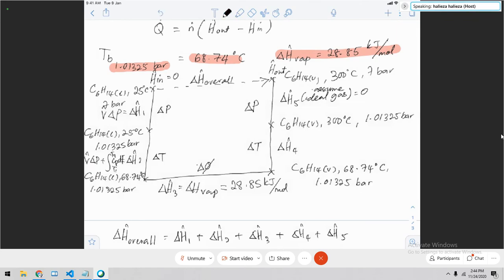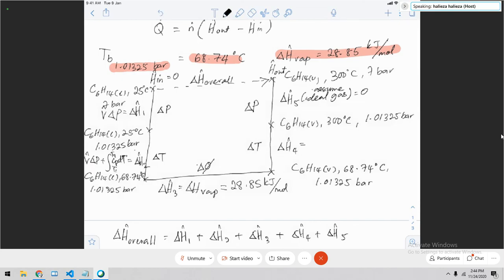Okay, for this is gas. Let me tidy up. Please, I need to tidy up. This doesn't look good. Okay, dT equals delta H2. Okay, so for delta H4, let's go back.